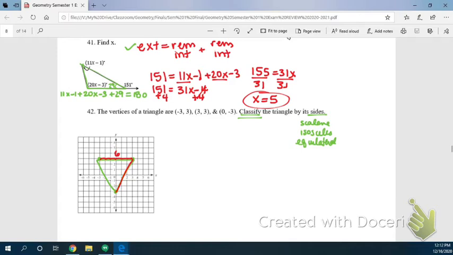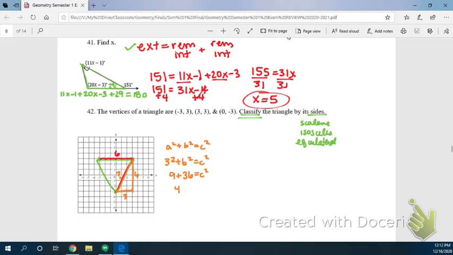I can't just count it like I did, but I can set up the Pythagorean theorem. I'm going to go ahead and do this in green or orange. When I set up the Pythagorean theorem here to find this length, I have 3 and 6. The Pythagorean theorem is a squared plus b squared equals c squared. That'll give me 3 squared plus 6 squared equals c squared. 3 squared is 9. 6 squared is 36.